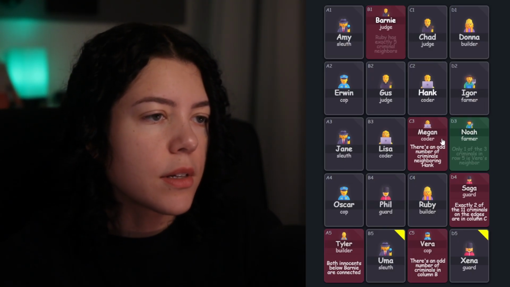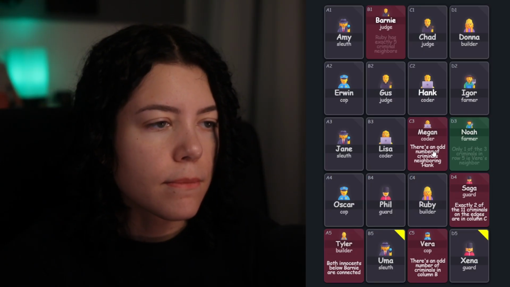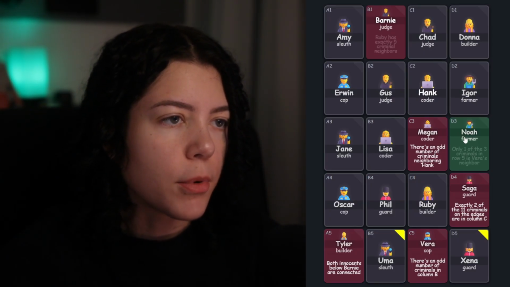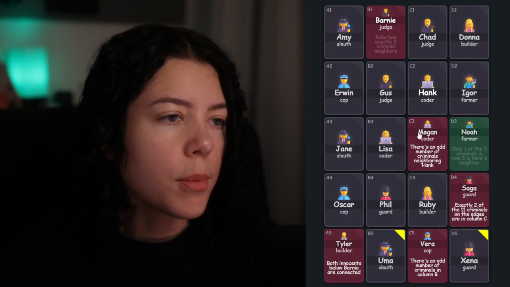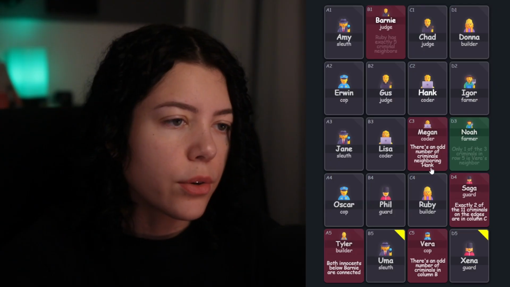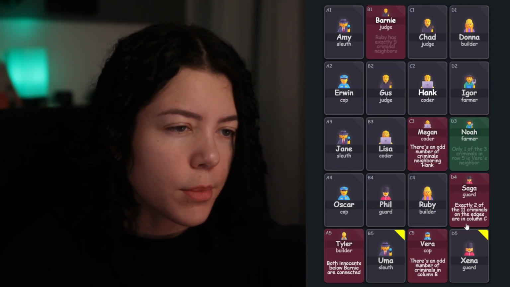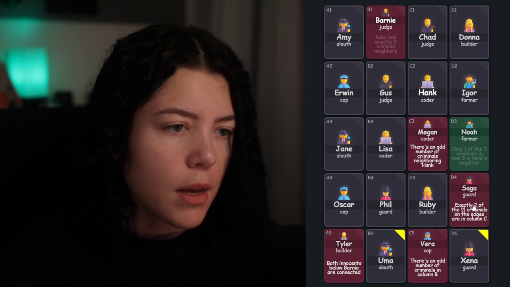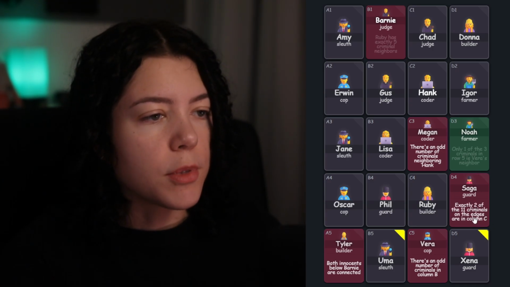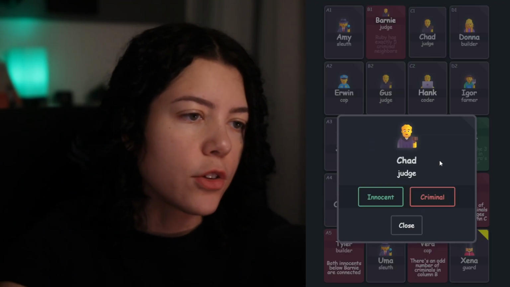Megan now says there's an odd number of criminals neighboring Hank. Where's Hank? Here. Okay, Hank has 8 people neighboring him. 2 of them are already criminals. That's not an odd number, but we don't know how many are there total. Saga says there's 2 of the 11 criminals on the edges are in column C. So there's 2 people on the edges in column C, which means that both of them have to be criminals. One of them, Vera, already is. The second one, Chad, has to be as well.